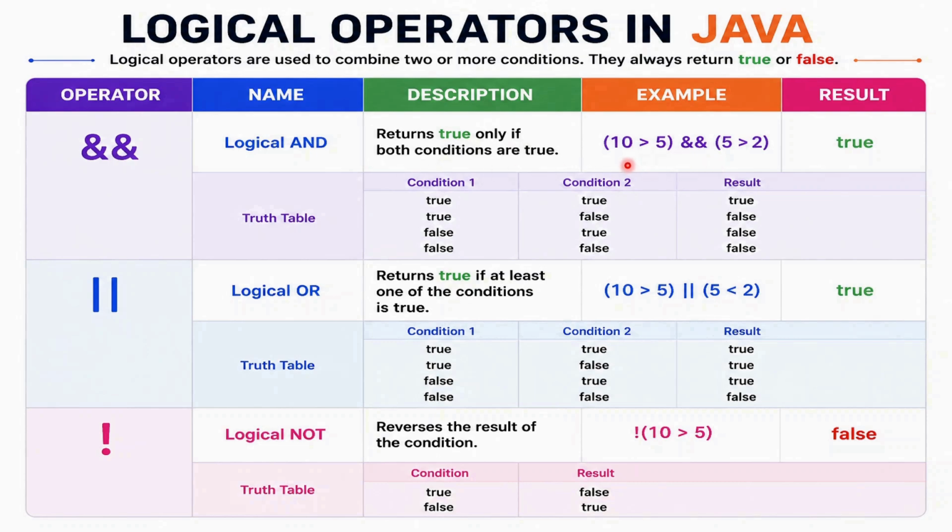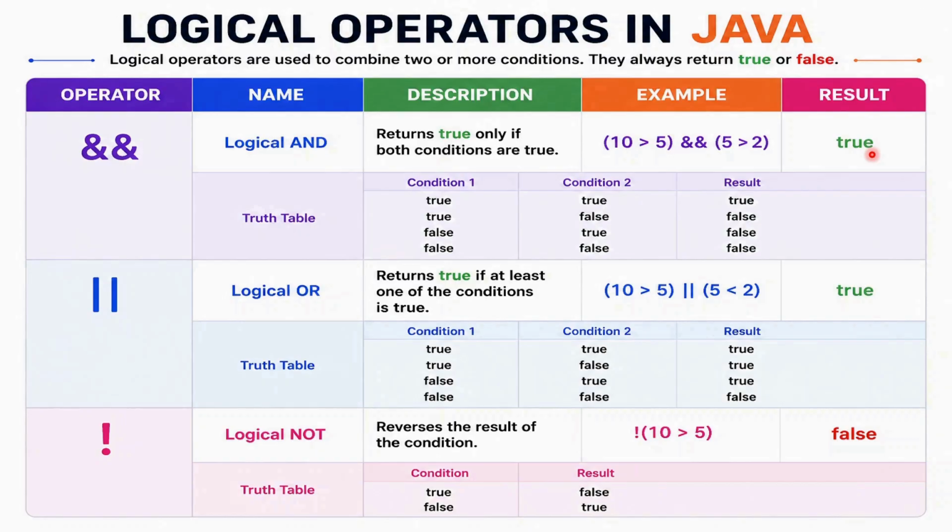For example, you can see here we have this is one condition and this is the AND symbol and this is another condition. So here 10 is greater than 5, which condition is true. Then we have AND, then 5 greater than 2. This condition is also true. So both conditions are true, so the result will be true.